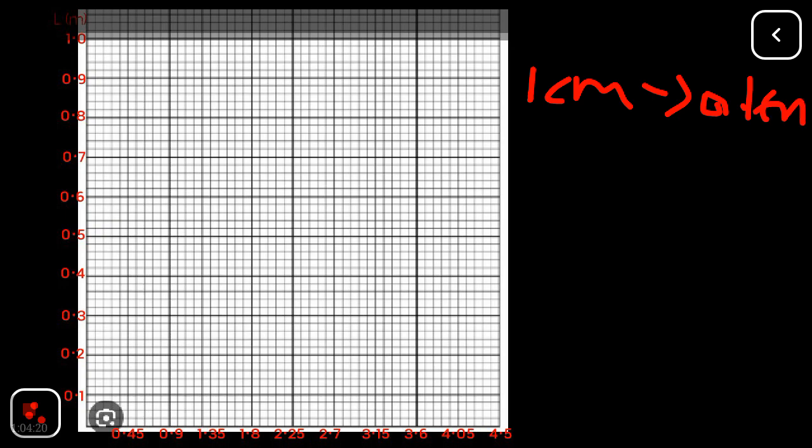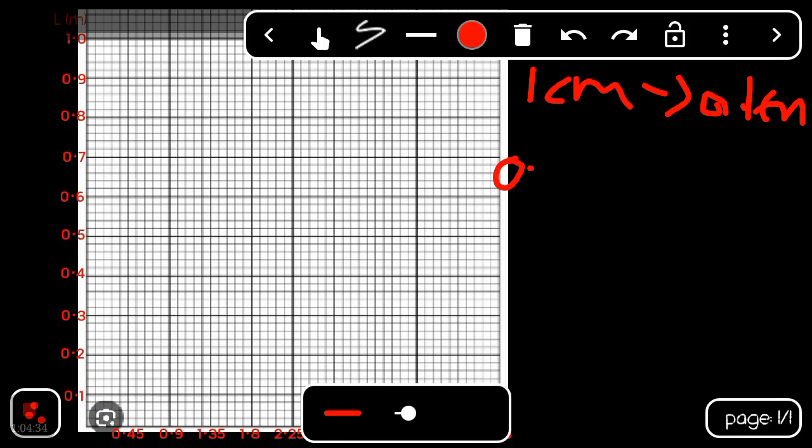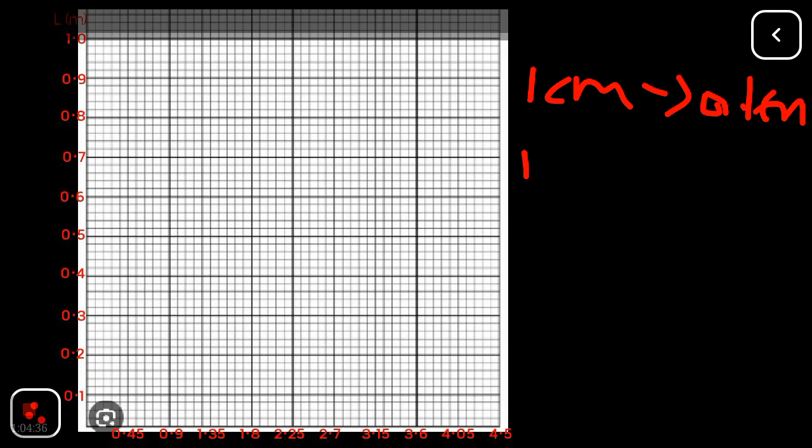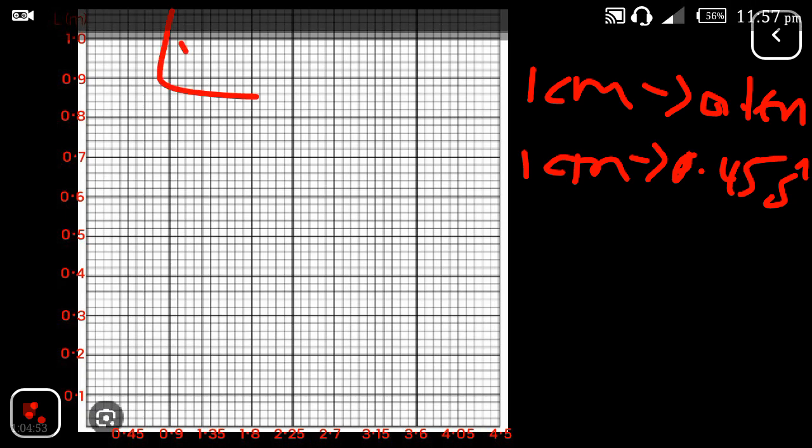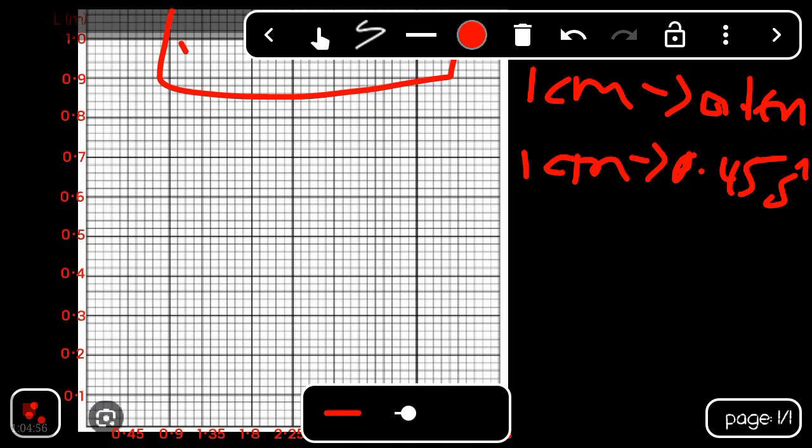Now the next one is for the vertical axis, right? And the second scale is 0.45. You're going to start with centimeter again, right? 1 centimeter, which represents 0.45 seconds squared, on that place there. So you write it bold here and make it clear for easy understanding, right?